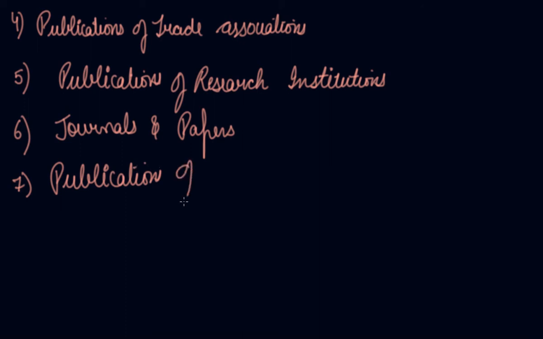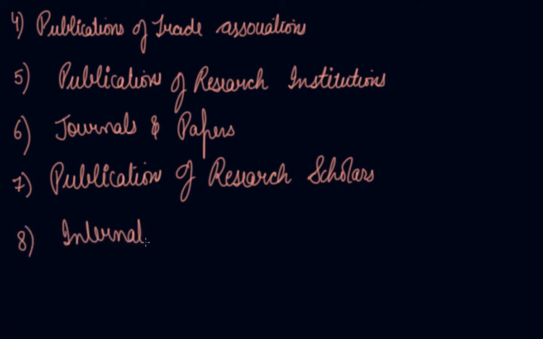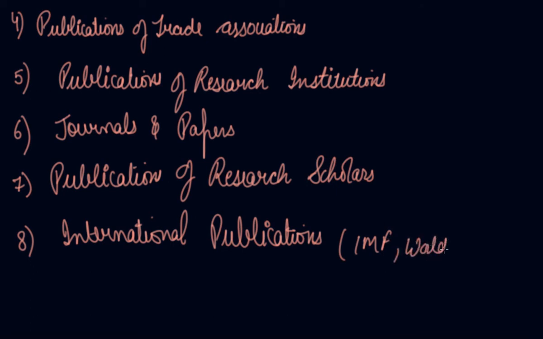Publications of research scholars. Individual research scholars also sometimes publish their research work containing some useful statistical information. International publications. International public organizations such as UNO, International Monetary Fund, that is IMF, World Bank, United Nations Organization. So these also publish some statistical information. So these are the secondary sources. Like you can use the information collected on their behalf in order to do your research work.